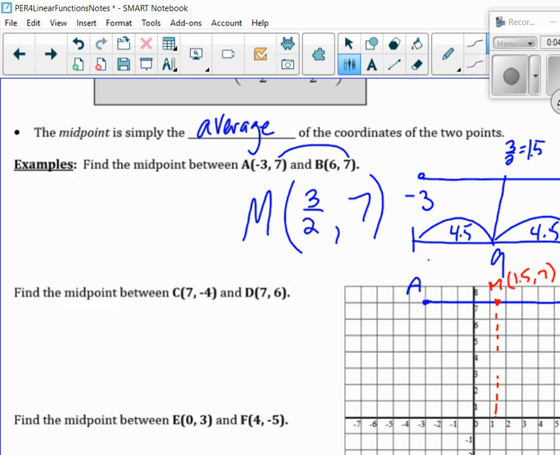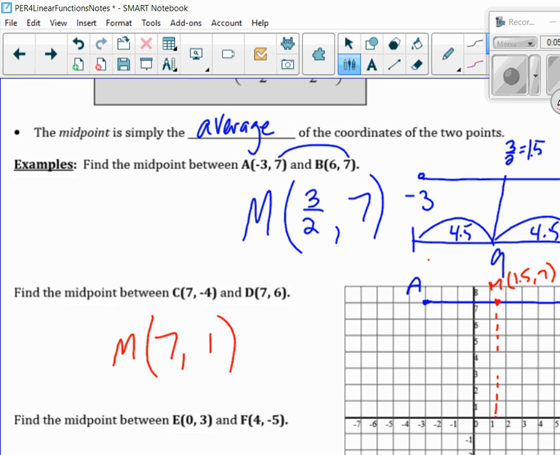Yes? Okay. Find the midpoint between 7, negative 4, and 7, 6. Well, the x is pretty easy. If they don't change, the average is itself, right? What is it going to be? 7. Now let's find the midpoint between negative 4 and 6. Yep, it's 1. Okay, let's graph this then. 7, negative 4, there's my C, and 7, 6. 1, 2, 3, 4, 5, 6 is D.